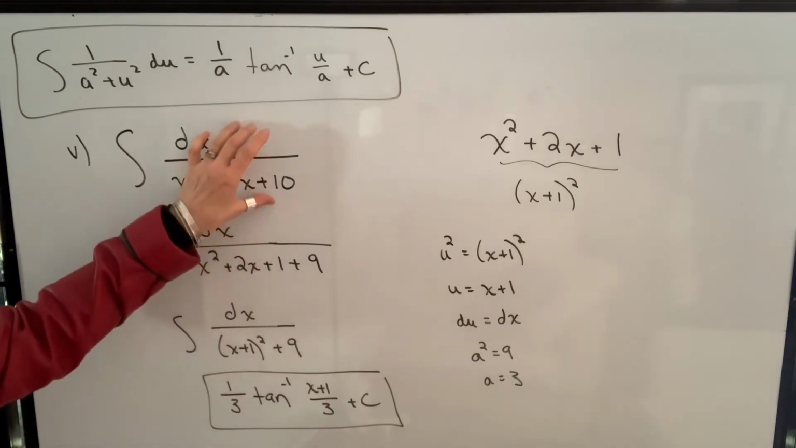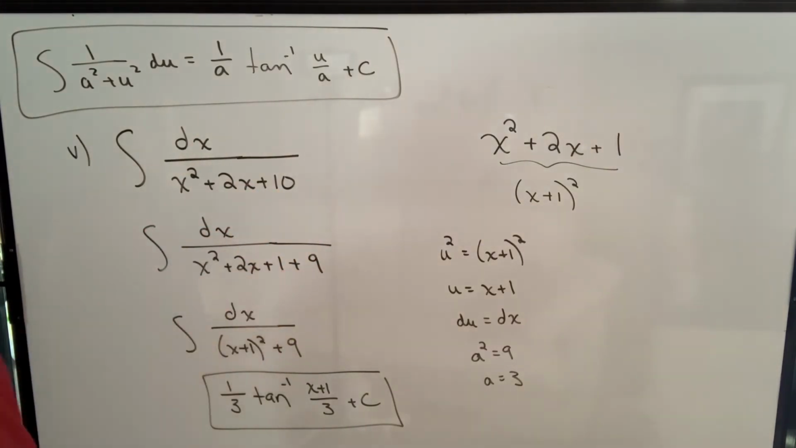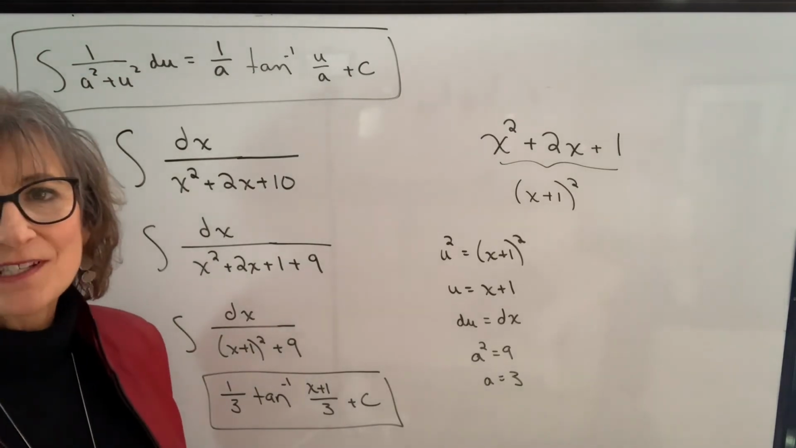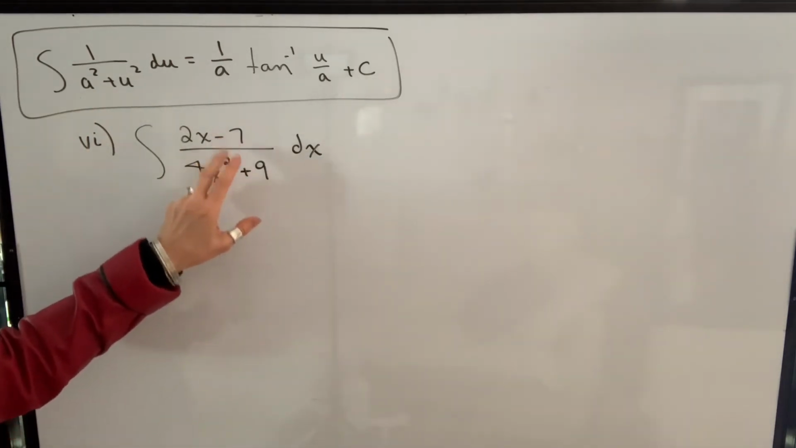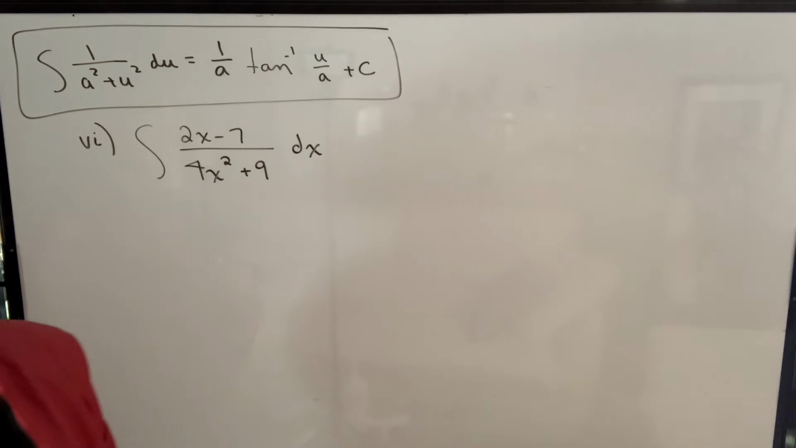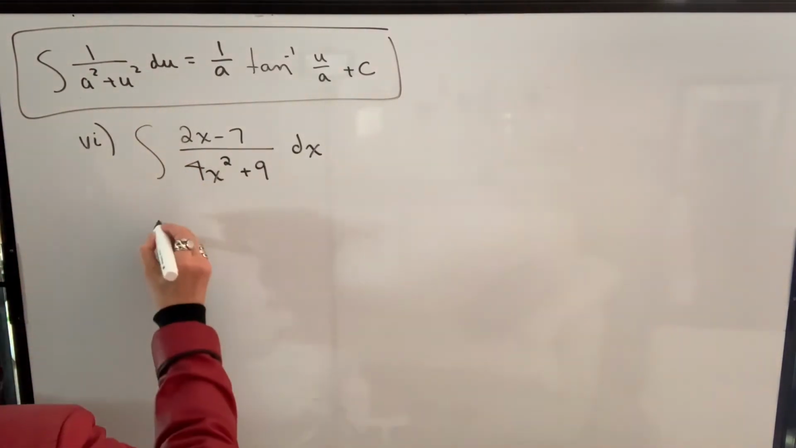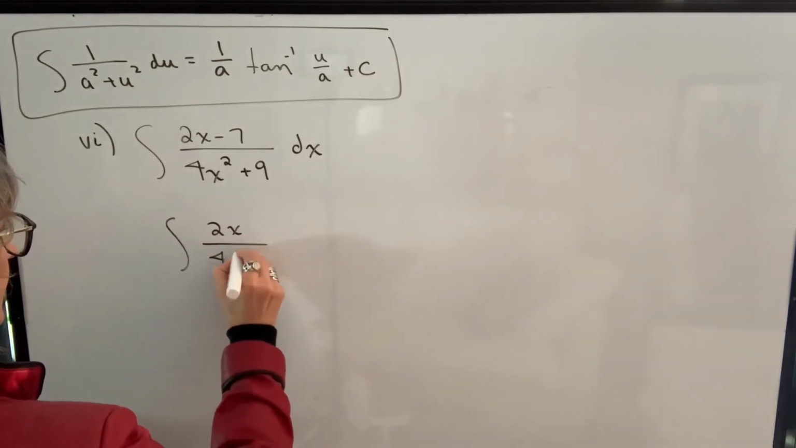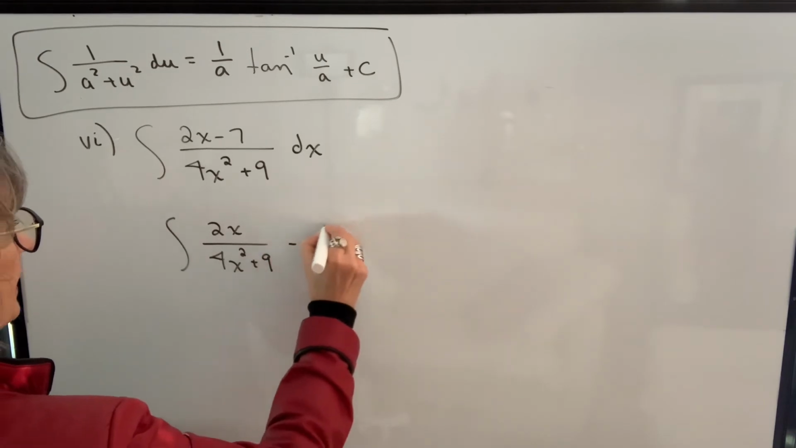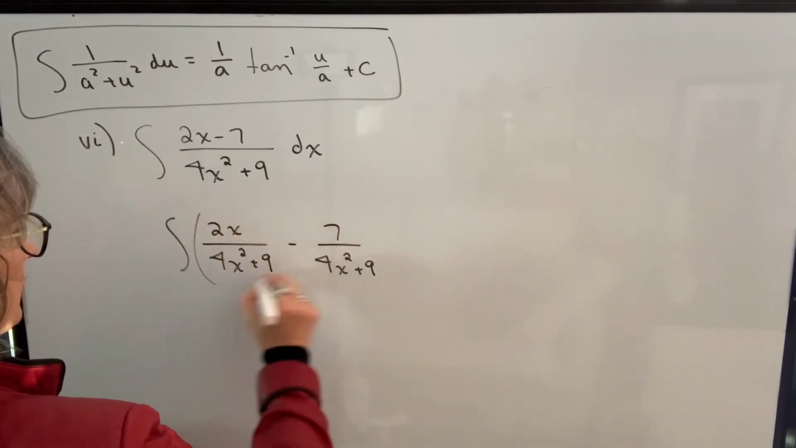So you may encounter questions where you do have to complete the square and break up your constant, like I did here. Let's look at one more example. Here we have a question that does not look like it fits this pattern, but we have no way of integrating the way it sits, so we have to get creative. And what we're going to do here is we're going to break up that numerator. So I'm going to write this as 2x over 4x squared plus 9 minus 7 over 4x squared plus 9.